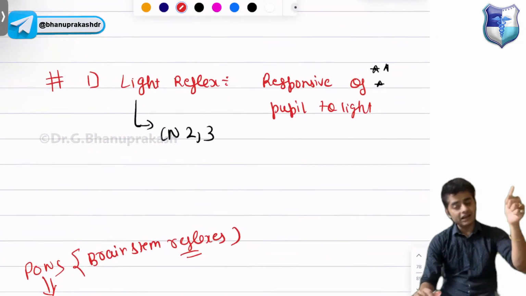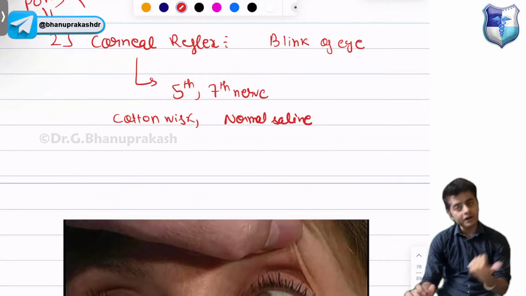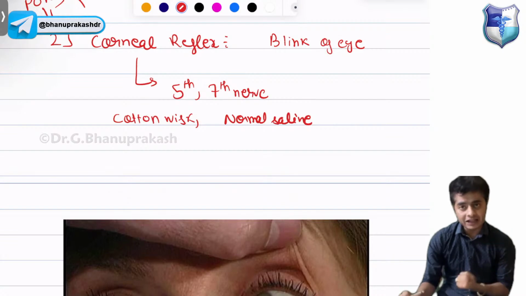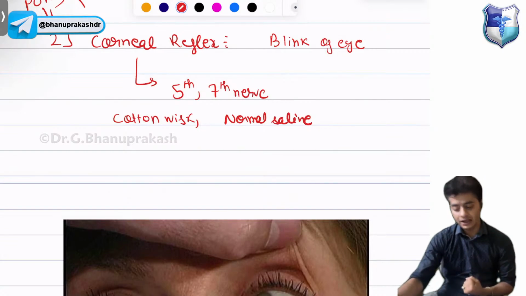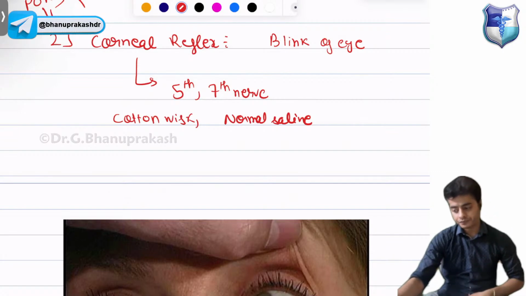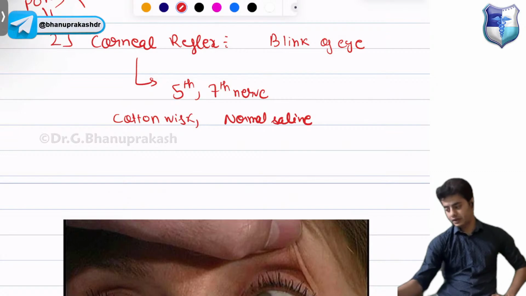So first we will do light reflex to check the response of pupil to light. After that, we will do a corneal reflex. And if this is a brainstem death patient, corneal reflex will be absent. Everyone has got this till now? Just give me a thumbs up if you have understood till now.